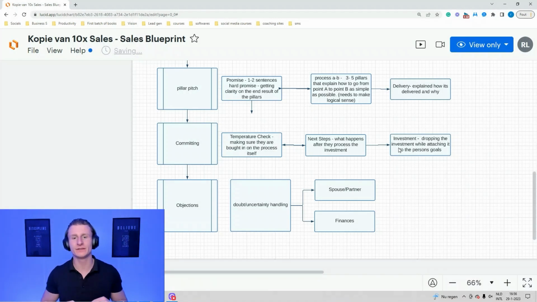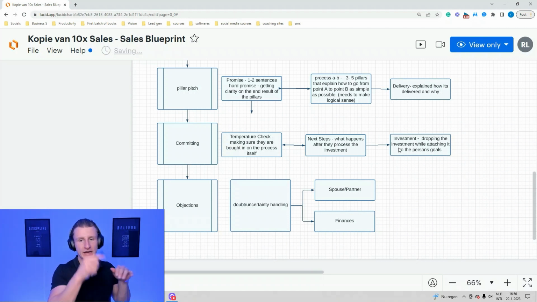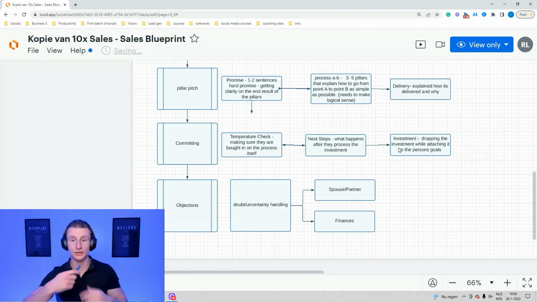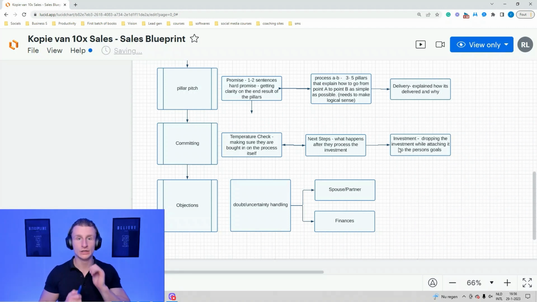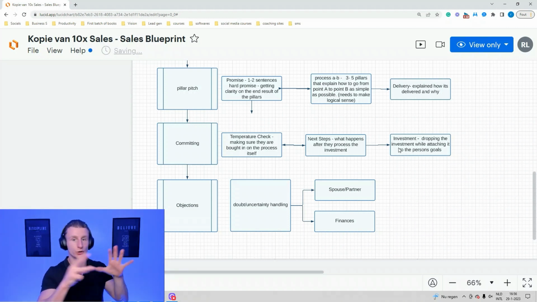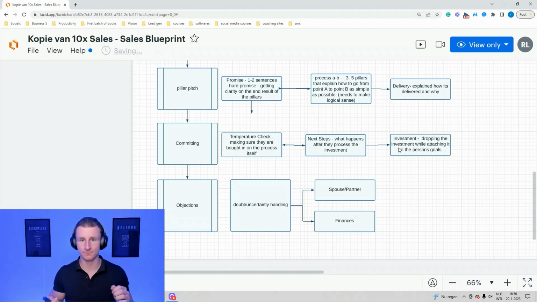Everything under 8 means that they're not fully bought in, and you need to make sure to understand why they're not a 9, for example. So you ask, hey, why are you not a 9? What is keeping you from being a 9? And then they're already giving you the objections, so you don't need to handle them after the investment drop, or you understand already where uncertainty is, so you can solve that before dropping the price. And so that's what we do with the temp check.